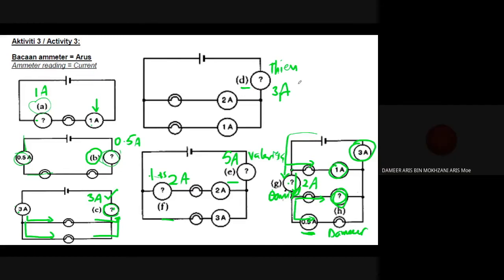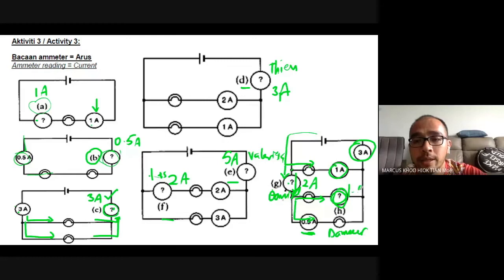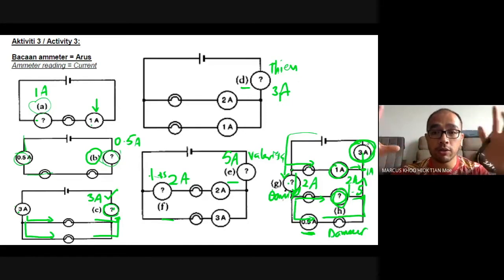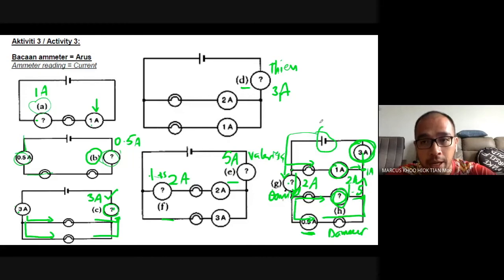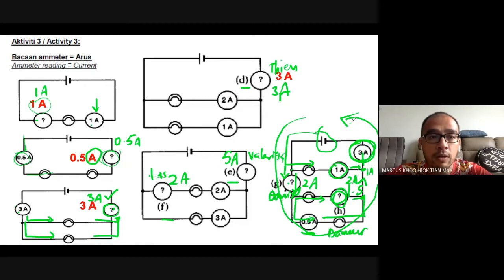Sekejap saya. 1.5. Okay, because after the 0.5 comes here, it will combine with the 1.5 and come back to 2. So over here is 2 amps. At this point, it will combine with the 1 and you will get 3 amps again. Okay, that's how current flows in a parallel circuit. You need to consider all the factors. It starts from the battery and goes one whole round all the way to the battery again.